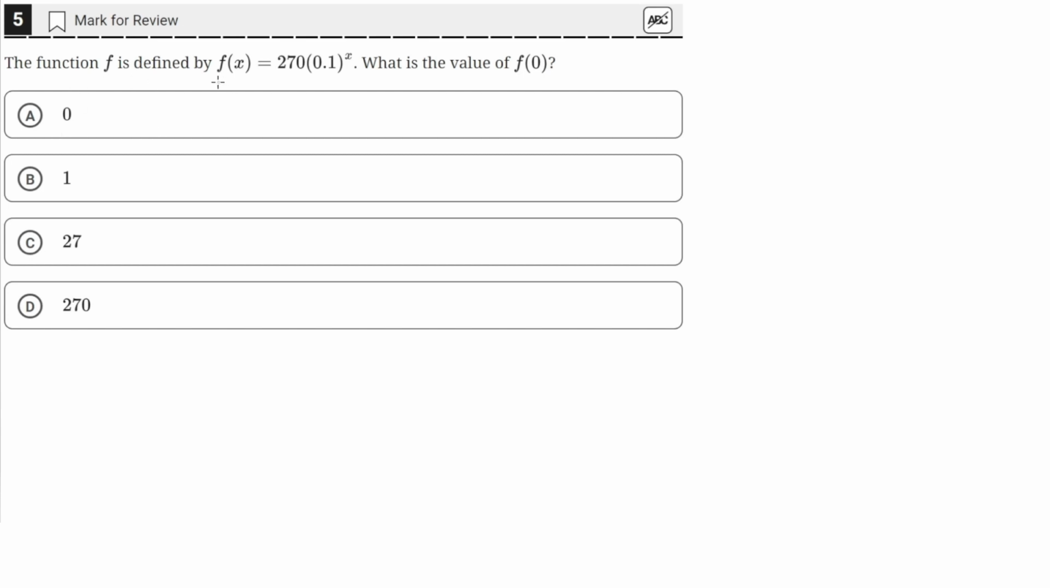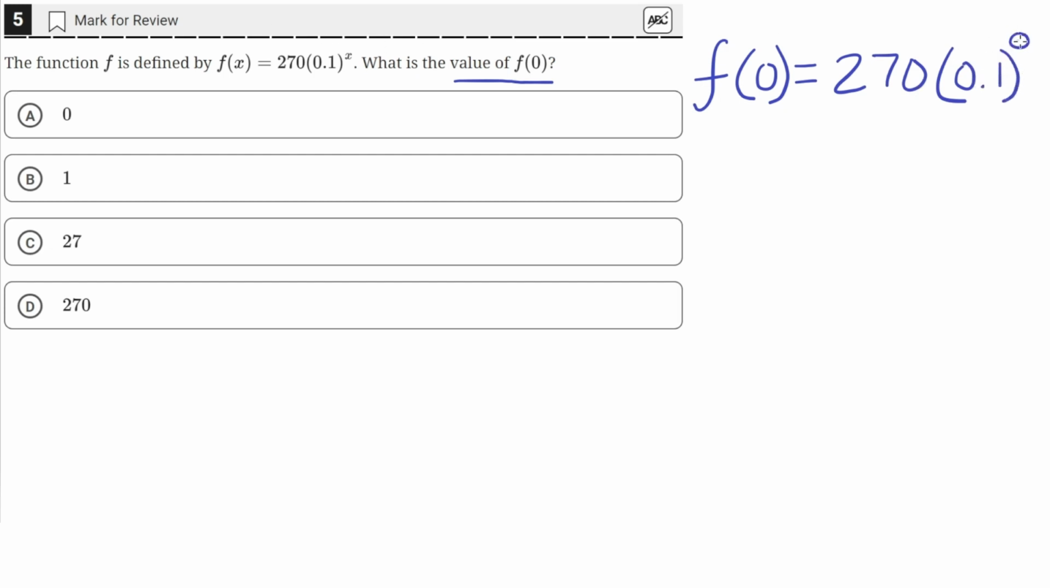The function f is defined by f of x equals 270 times 0.1 raised to the x. What is the value of f of 0? Okay, so f of 0 is just the value of f of x when x is equal to 0. So we'll just plug in 0 for x. So we want to find the value of f of 0. We'll plug in the value of x equals 0 into the equation. So here's x equals 0.